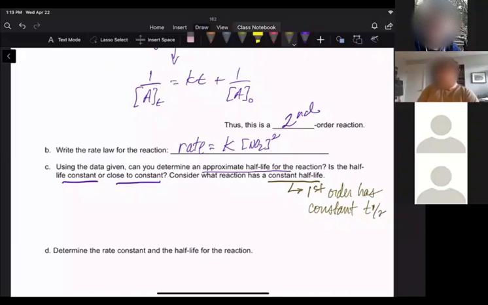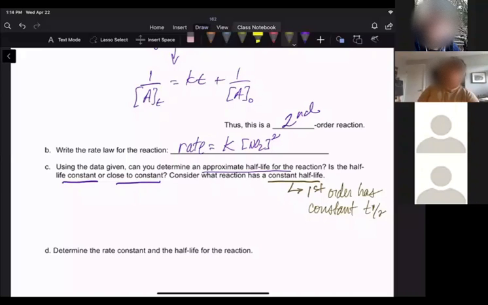So the other orders, 0 order and second order, have half-lives that vary in time, and the half-life for the 0 order gets shorter and shorter, right? Because that initial concentration is in the numerator, and as that goes down, the half-life goes down. For the second order, the half-life has the initial concentration in the denominator. So as that goes down, the half-life goes up.